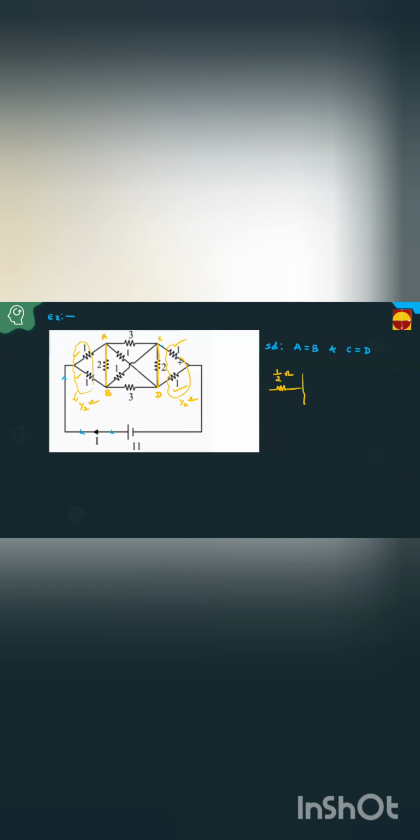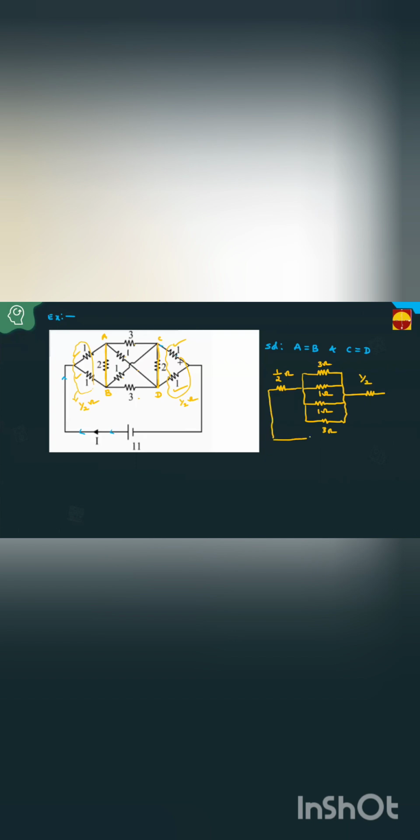And in total, in between, how many resistances are there? 4 resistances: 3 ohm, 1 ohm, 1 ohm, 3 ohm. All are parallel. If you want, take it. This is 3 ohm. This is 1 ohm. Again, there is a 1 ohm. Next, it is 3 ohms. All these are parallel. The network becomes very easy. This is 1 by 2 ohms.